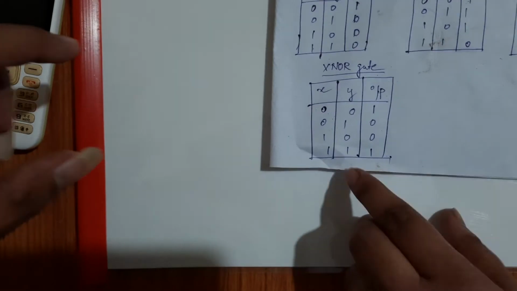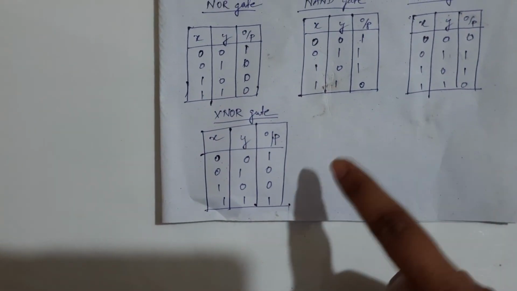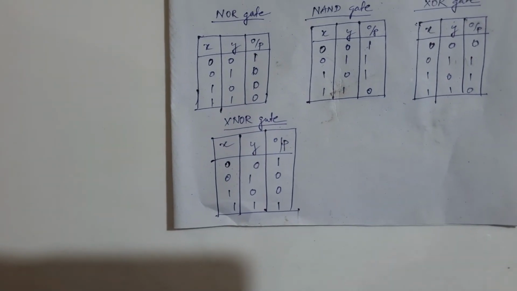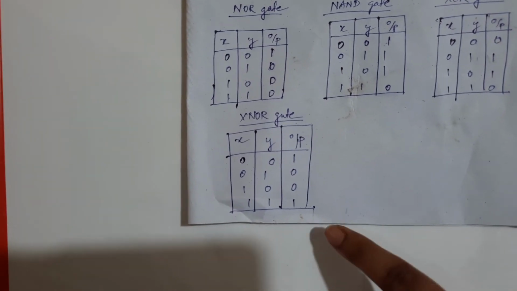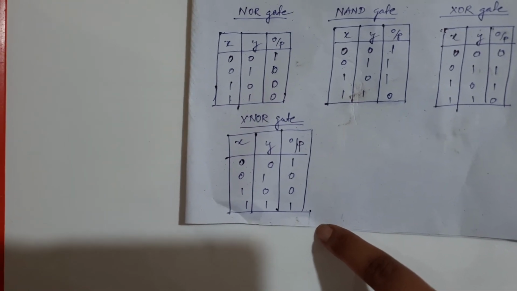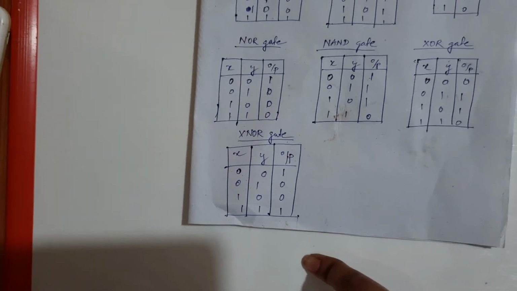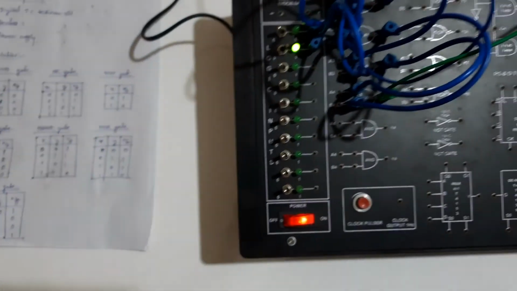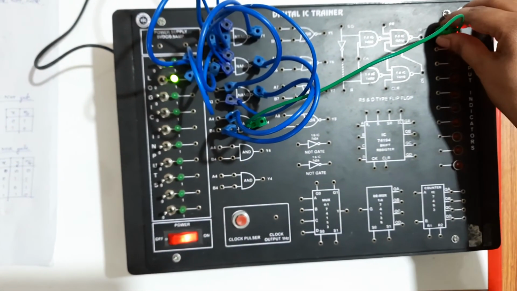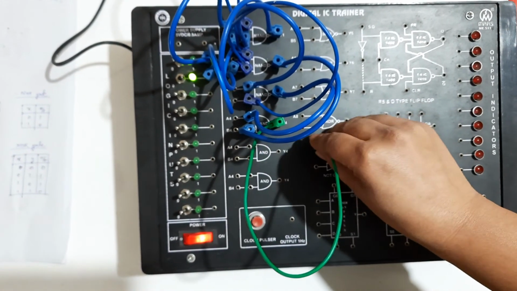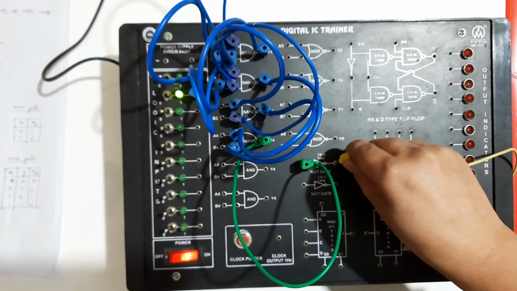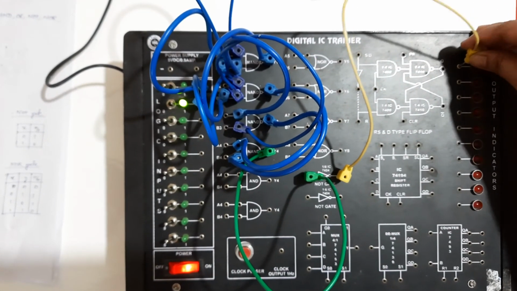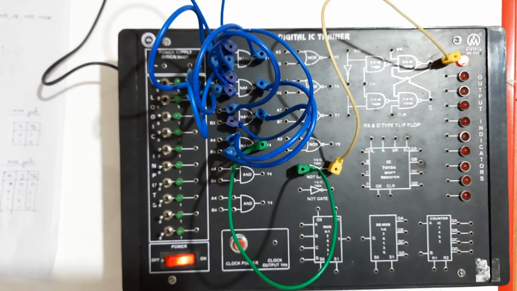Okay, similarly XNOR gate, this is the truth table for XNOR gate. This is opposite of XOR gate. That means if we connect the output of XOR gate through one NOT gate, then we will get XNOR gate. Then the output will be that of a XNOR gate. Okay. So simply I will disconnect this output and I will pass this output through a NOT gate to get XNOR gate.